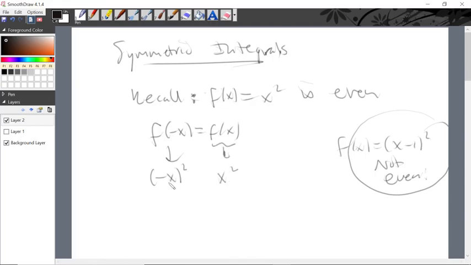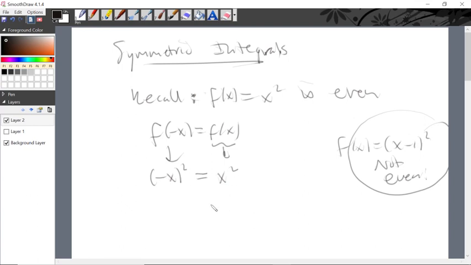And of course, the quantity negative x squared is equal to x squared because the square of a negative would always yield a positive. All right? So for a negative real number squared, we get a positive real number squared. And of course, the square of 0 is 0. So this is true.